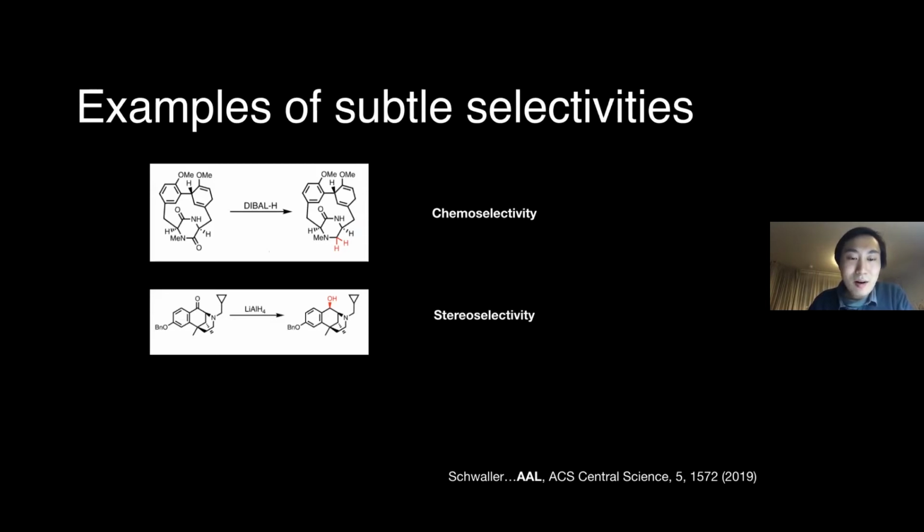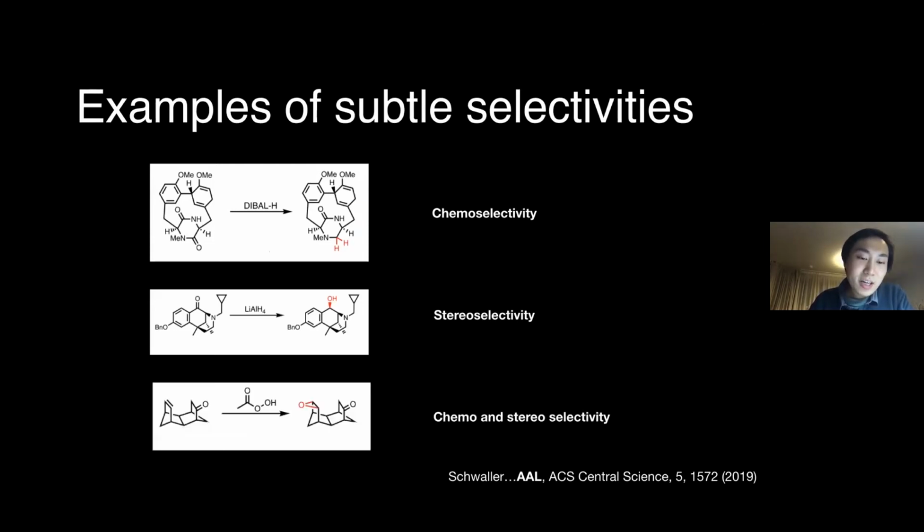diastereoselective reduction. Which face is the hydride being delivered on? The model correctly predicts that as well. And here, there's a competition between Baeyer-Villiger reaction and epoxidation. The model again correctly predicts that. So that's sort of some examples from the literature.